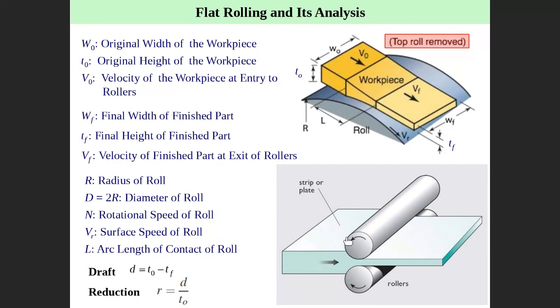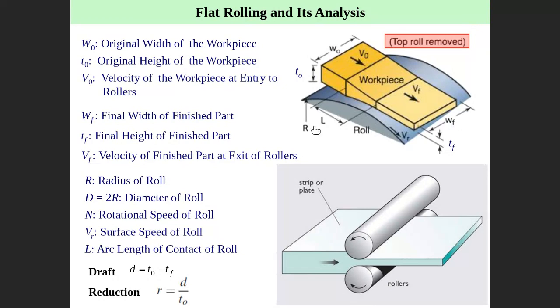Here in analysis, we remove the upper roller. We only keep the lower roller. So you can see, right? This is a workpiece. This is the roller. WO means initial width, TO means initial thickness, VO means initial speed. Here O means initial. WF is the final width, TF is the final thickness, VF is the final speed.